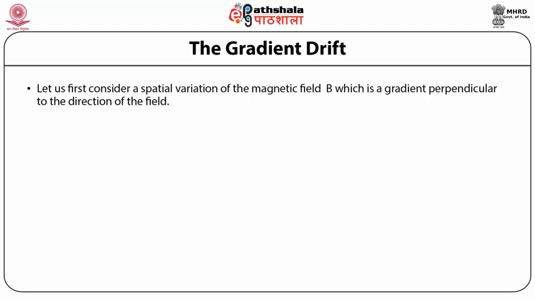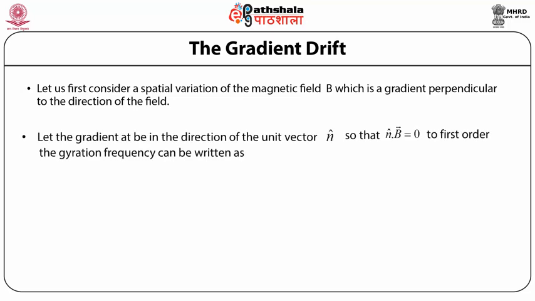Let us first consider a spatial variation of the magnetic field B which is a gradient perpendicular to the direction of the field. Let the gradient at the point of interest be in the direction of the unit vector n cap, so that n cap dot B equals 0. The particle has charge q, mass m and velocity v.